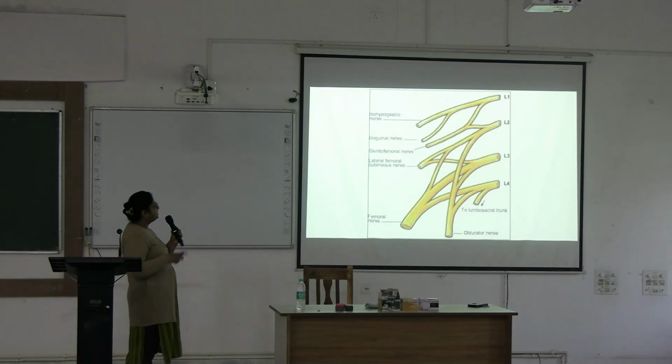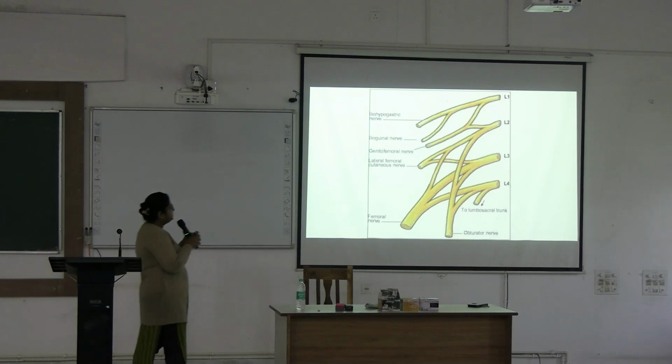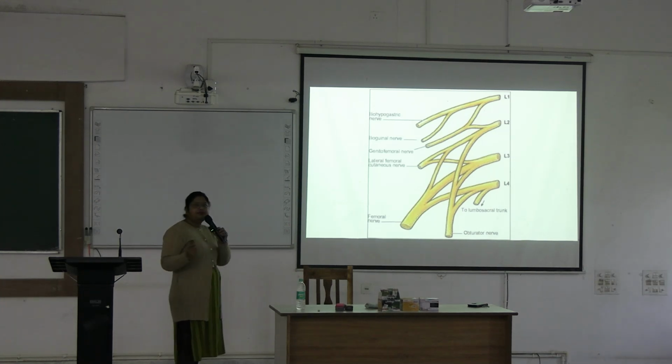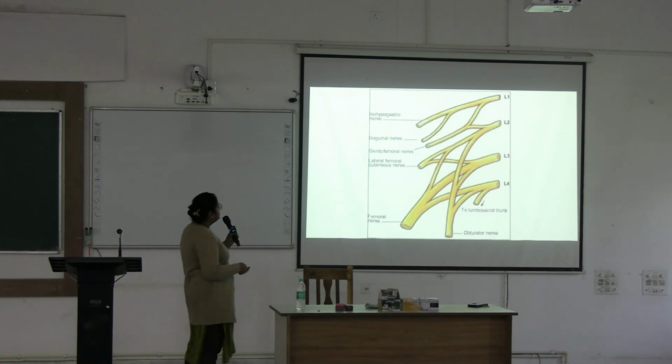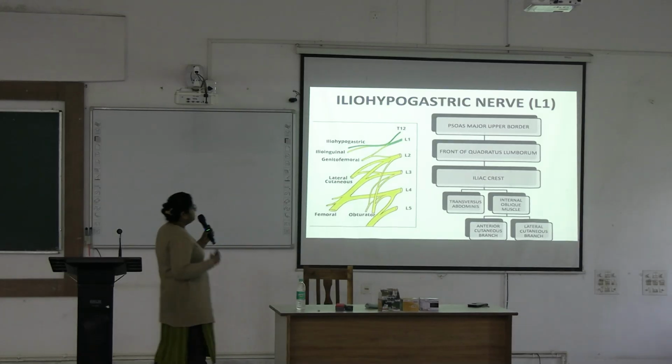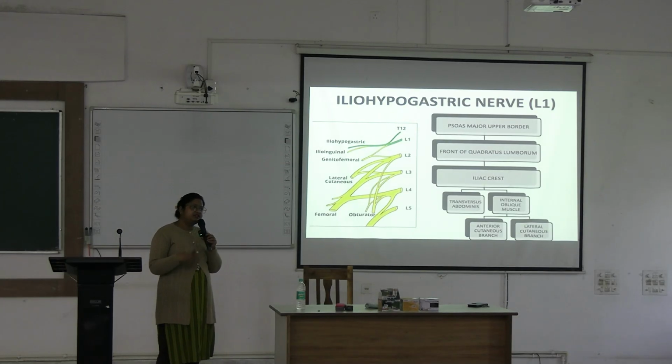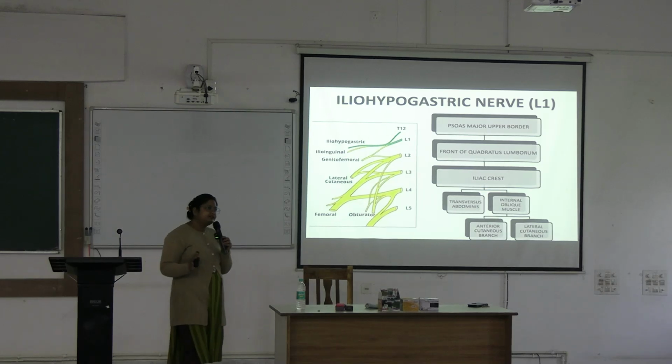It passes near the anterior superior iliac spine and supplies the lateral aspect of the thigh. Next is the femoral nerve. It is a large nerve of the lower extremity and divides into two branches and other divisions. Then you have the obturator nerve. All these nerves are branches of the lumbar plexus. Next we will discuss all these nerves in detail: their course, supplying area, and so on.